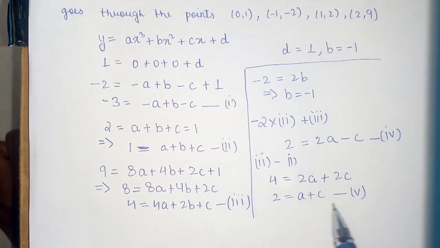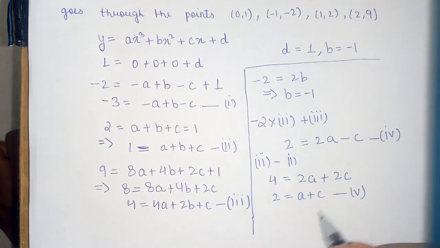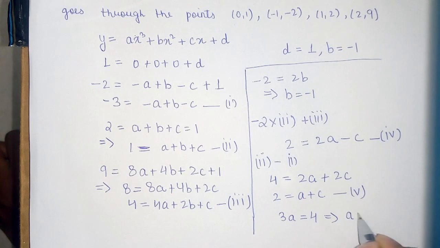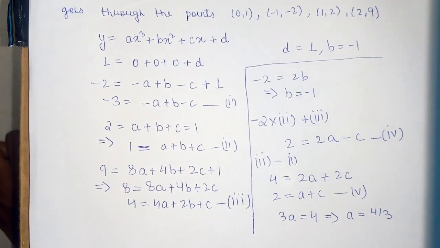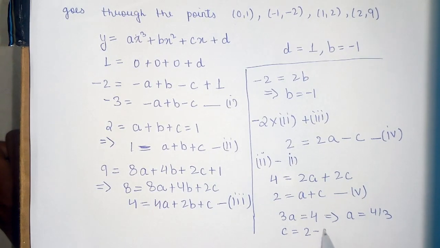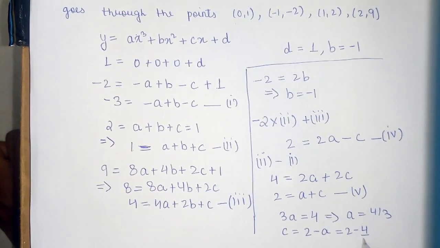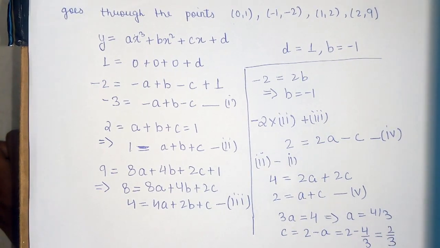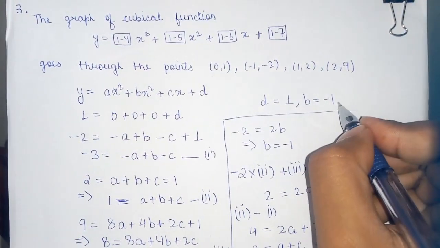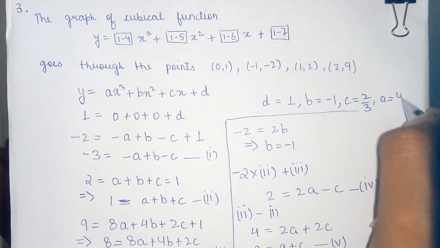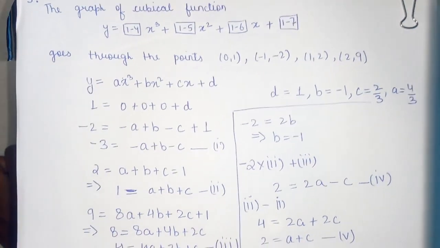Now simply solve these two equations to get a and c. If you add these, you'll get 3a equals 4, which implies a equals 4 by 3, and from equation 5 we have c equals 2 minus a, which is 2 minus 4 by 3. So we got our unknowns. C is 2 by 3 and a is 4 by 3.